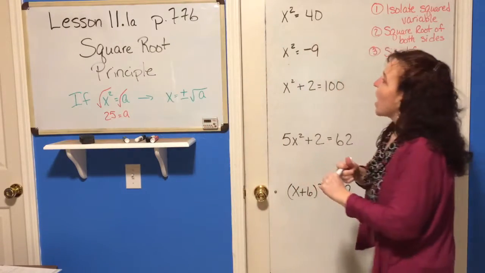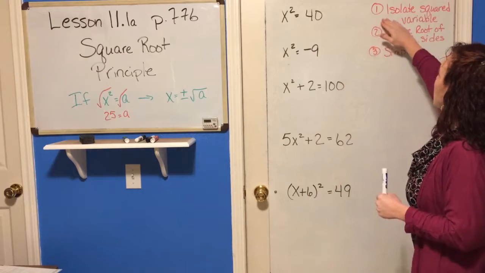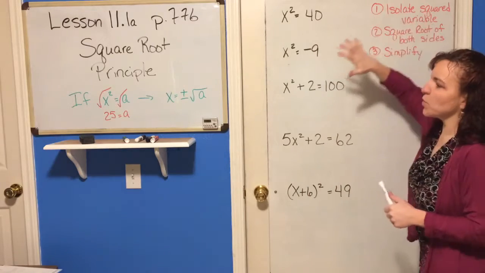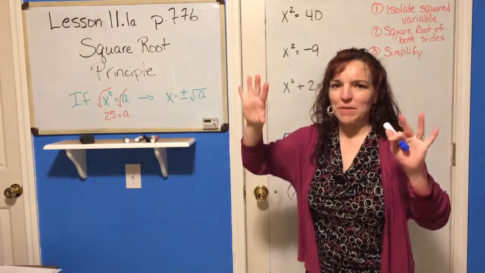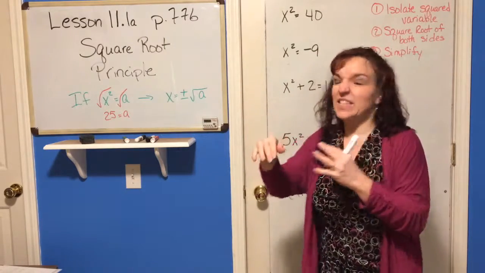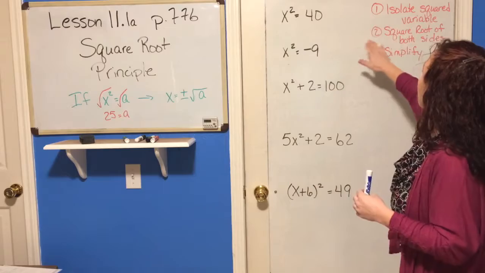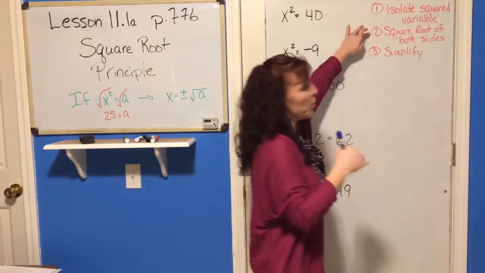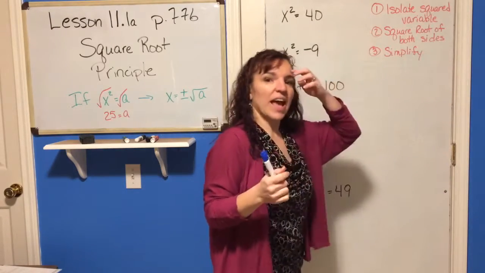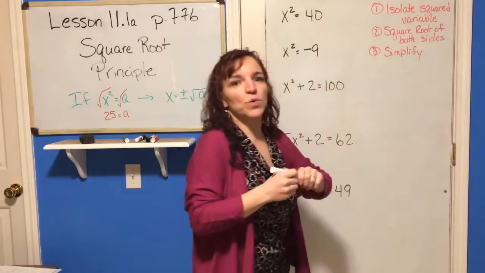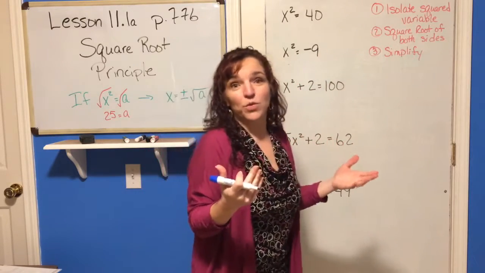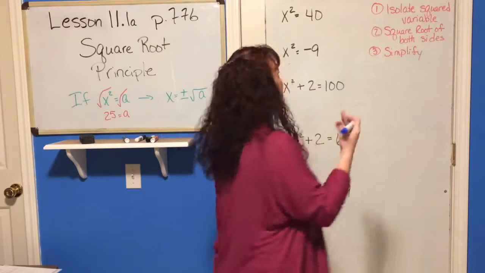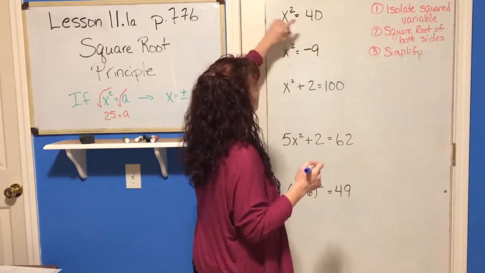So let's do a couple, and I have the steps here. Step 1, you've got to isolate the squared variable. If you had other things next to it and tried to take the square root, that makes a big mess. You have to have the squared term by itself. Then you take the square root of both sides and simplify. Make sure your answer is plus or minus, because you could have squared a negative term to get this. First one, x squared equals 40.